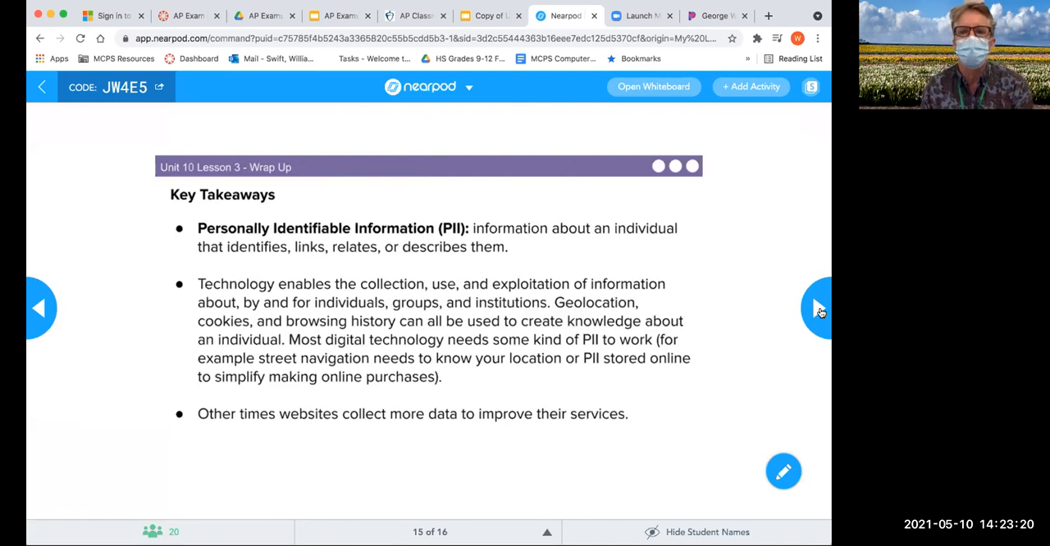Personally identifiable information is information about an individual that identifies, links, relates, or describes them. Technology enables the collection, use, and exploitation of information about, by, and for individuals, groups, and institutions. Geolocation, cookies, and browsing history can all be used to create knowledge about an individual. As one student was just saying, knowing your parent's name and your address can help someone steal your identity. Most digital technology needs some kind of PII to work. For example, street navigation needs to know your location, or PII is stored online to simplify making online purchases. Other times, websites collect more data to improve their services.